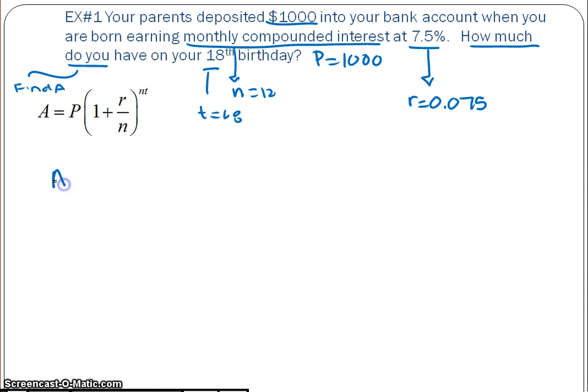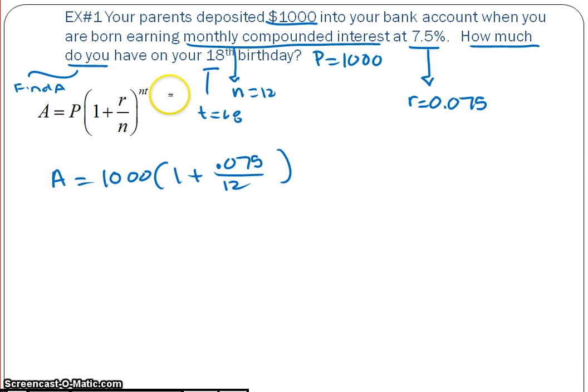So we're just going to plug it in. A is P, which is 1,000, times 1 plus R, 0.075, divided by n, which is 12, to the n times t power, 12 times 18.